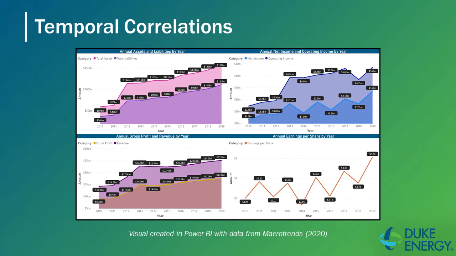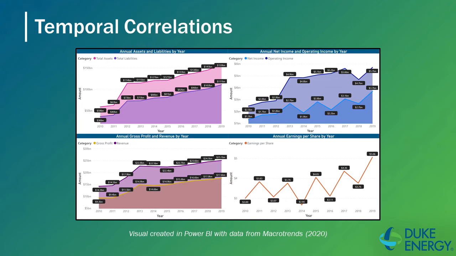The next set to look at is how data performs over time and if there's a correlation to it. Shown on the screen are 4 visuals using annual data for Duke Energy. You can see that over time, annual assets and liabilities both trend in the same direction and mirror each other. The same goes for annual gross profit and annual revenue of the company.